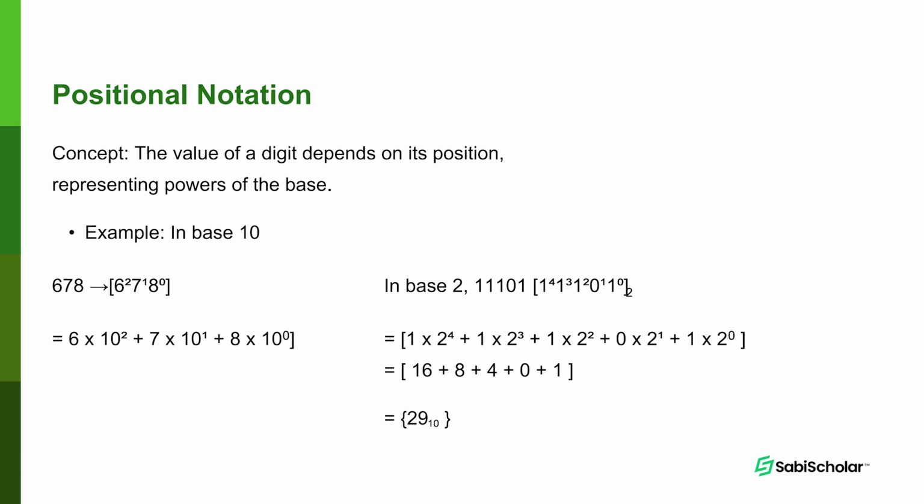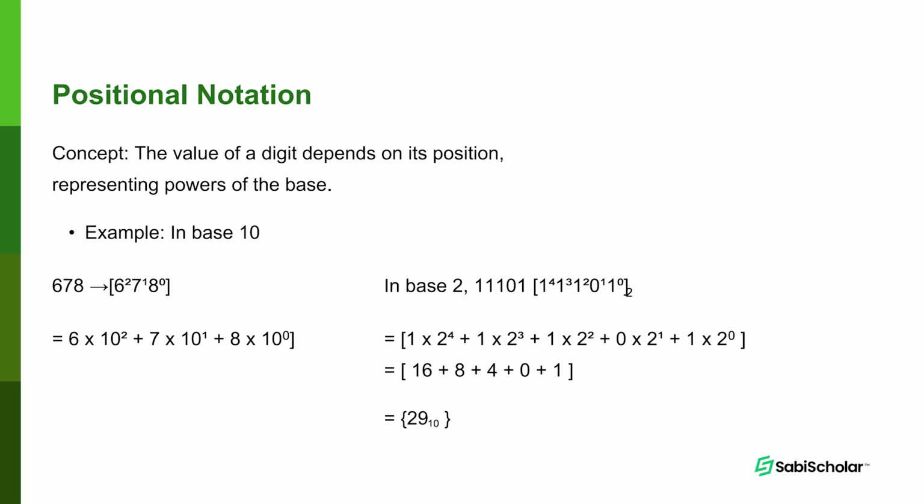Then 1 times 2 to the power 2. 2 to the power 2 is 2 times 2, which is 4. So 1 times 4 is 4. 0 times 2 to the power 1, you know that 0 times anything is 0. Then plus 1 times 2 to the power 0. Any number to the power of 0 is 1, of course, apart from 0 itself. So 2 to the power 0 is 1, and 1 times 1 is 1.